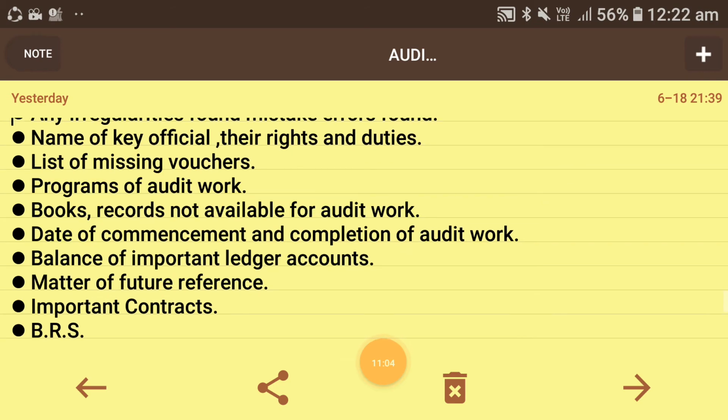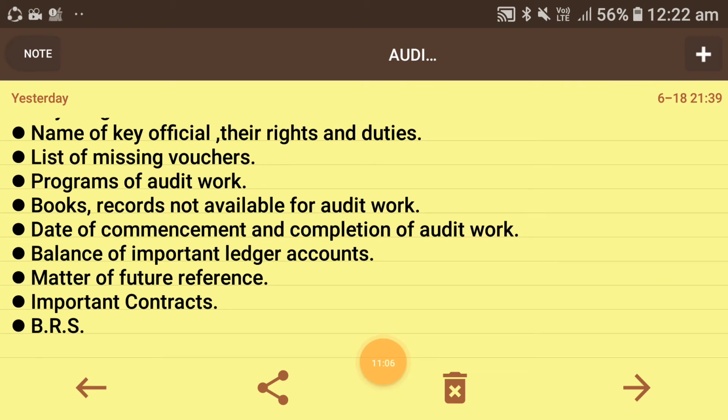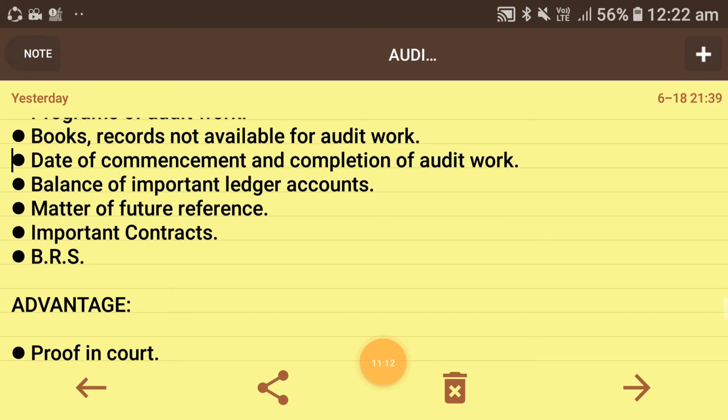Matters of future reference, important contracts that have been made by the business, BRS, that means bank reconciliation statements, and the suggestions made to the client. What are the suggestions that should be followed by a client? These suggestions given by an auditor should also be mentioned in this audit notebook, and the matters requiring discussion with the seniors should also be included in this audit notebook. Now I'm going to talk about its advantages.